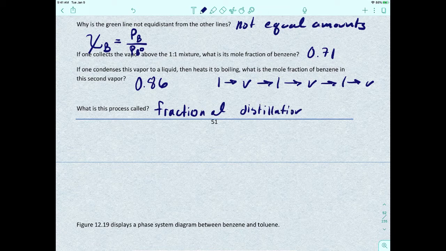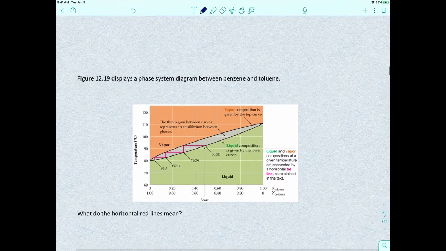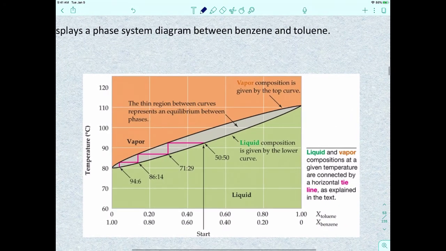Okay, and we've got another graph here that talks about the phase system diagram between benzene and toluene. On the y-axis you've got temperature, and on the x-axis you've got the mole fractions. As you keep increasing the temperature, you collect that vapor.